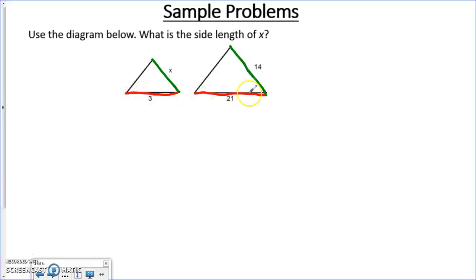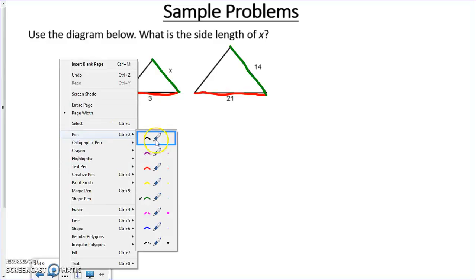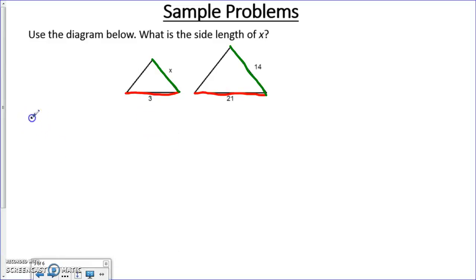So the red lines are going to be our first fraction, and the green lines are going to be our second fraction. Now keep in mind, if I start with this triangle, that means these side lengths are going to be in the numerator, and the bigger triangle is going to be in the denominator. So let's see what I'm talking about. I said the red lines are going to be our first fraction. So 3 over 21 equals, and notice I said the small triangle needs to be in the numerator. 3 is in the numerator, so our other fraction is going to be green. I started with the small triangle, so again, x is the small triangle numerator over 14.